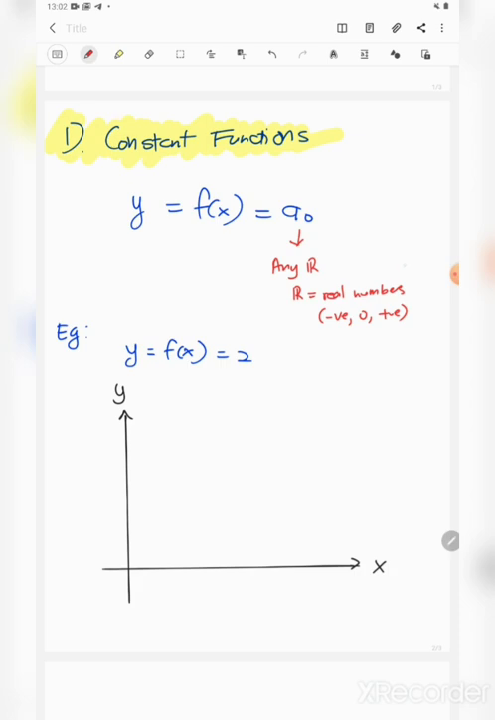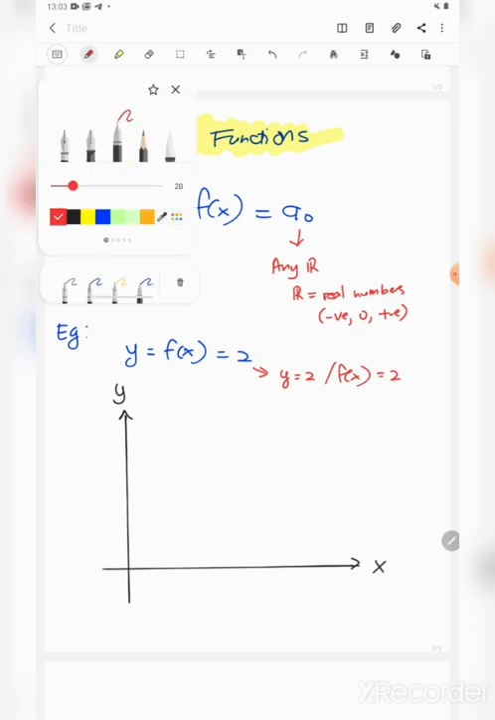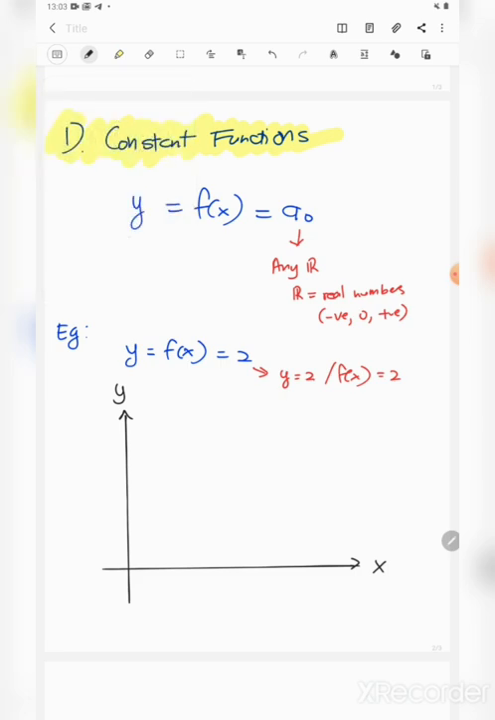Alright. So now I have one example, y = f(x) = 2. If you are confused between y and f(x), you can also write y = 2 for this function, or you can write f(x) = 2. So now the graph for this constant function will be like this. Since y = 2, this is what we call a constant graph.